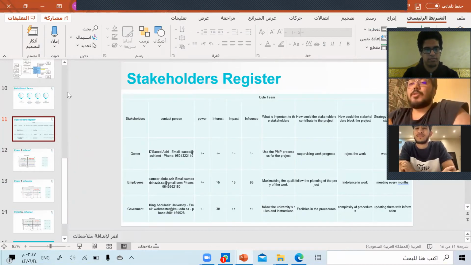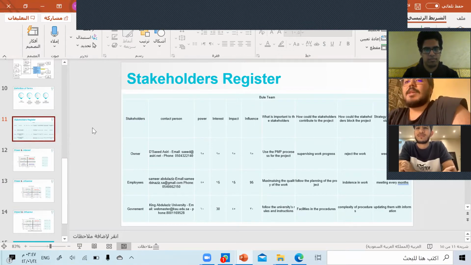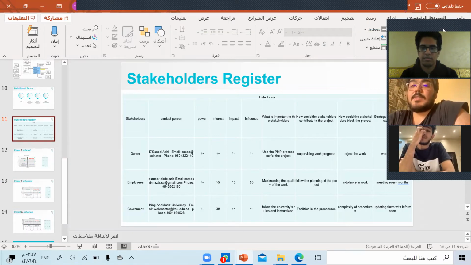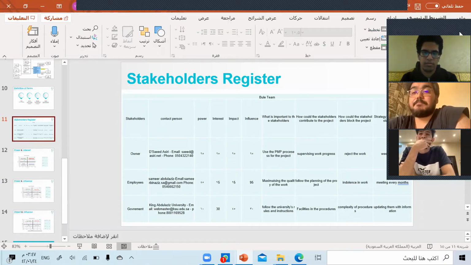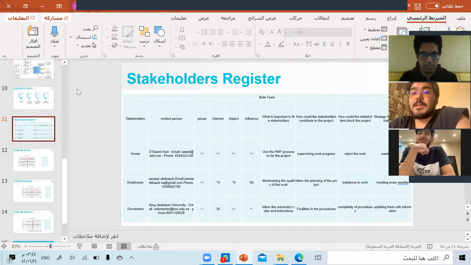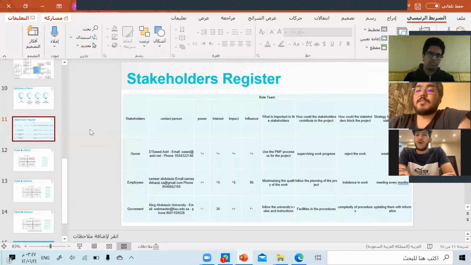Now we will continue discussing the stakeholders register. As I said before, we have three parts in the stakeholders register: the identification information, the assessment information, and the stakeholders classification. All these values, as you see here, we put from our own minds.